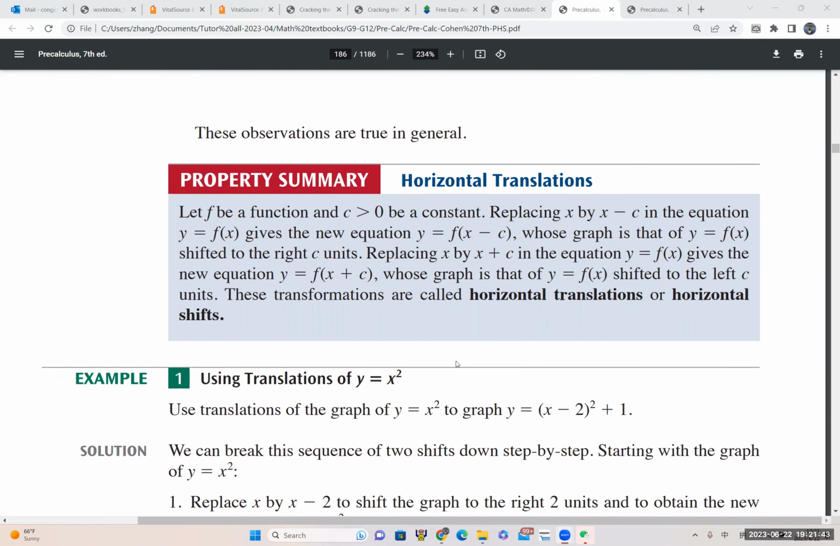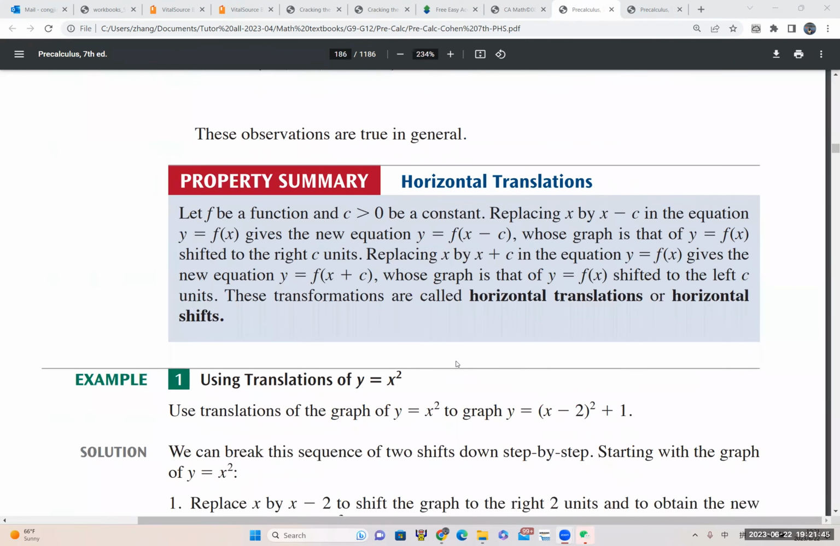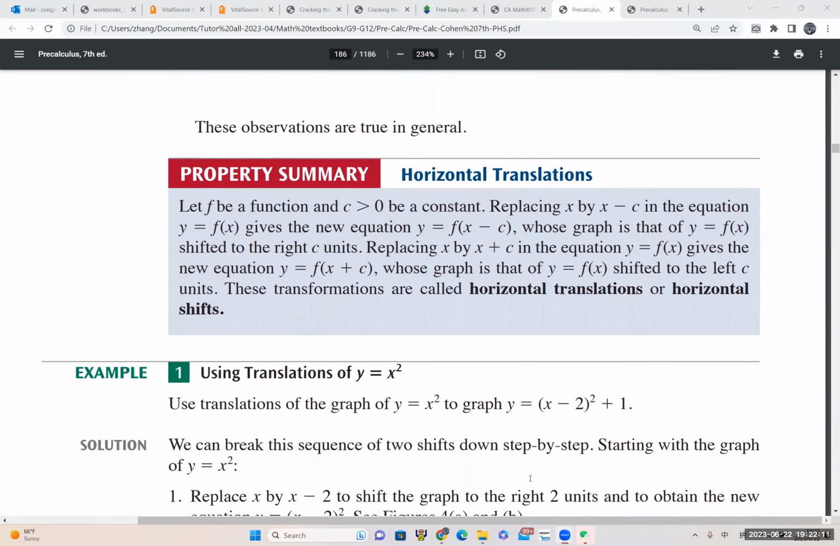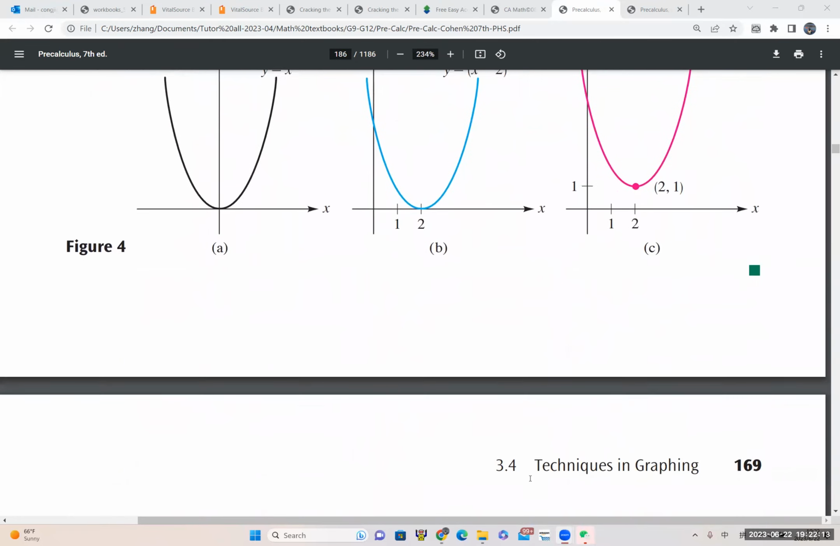Anyway, use the translation to do this. Then we can just say x is replaced by x minus 2, right? Then what does it mean? It means it moves to the right by 2 units, 2 units, right?